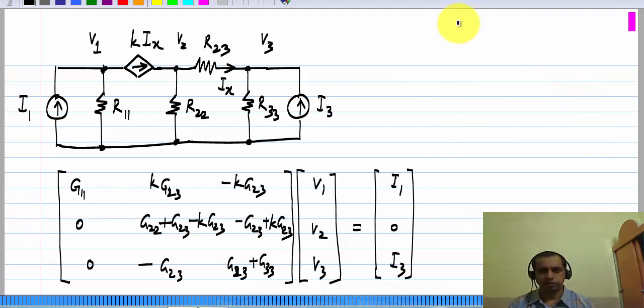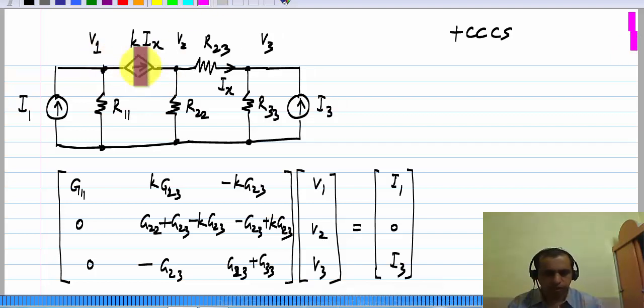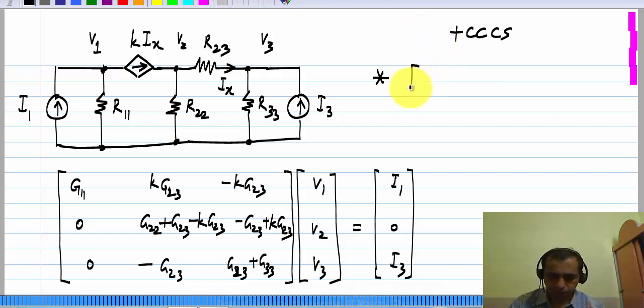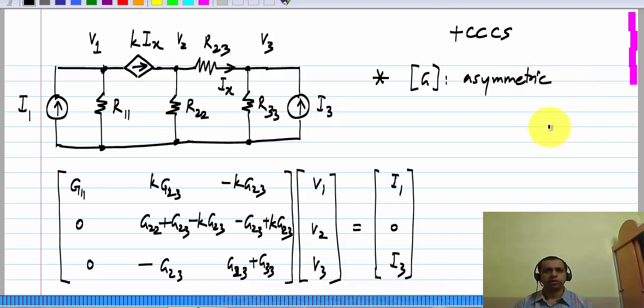And finally we look at the last of the controlled sources, which is the current controlled current source. And in this case we can write KCL at all the nodes, and that's what we have done. And the controlling current is the current through some resistor, and the controlling current has to be expressed in terms of the voltages across the resistor. Okay. So again we get a G matrix that is asymmetric.